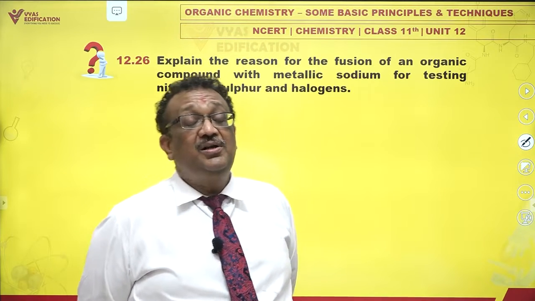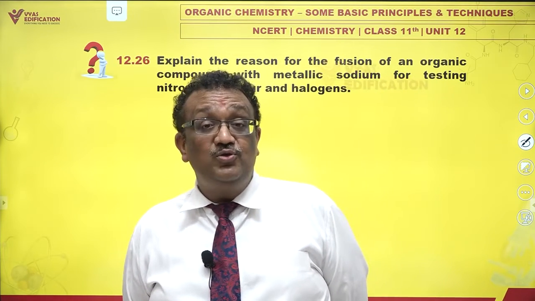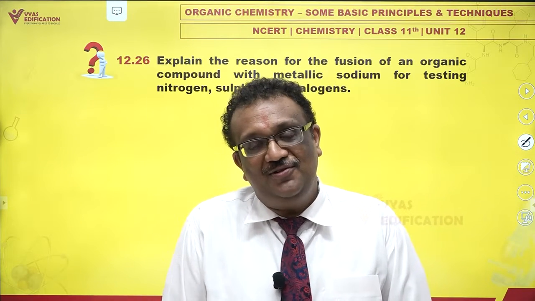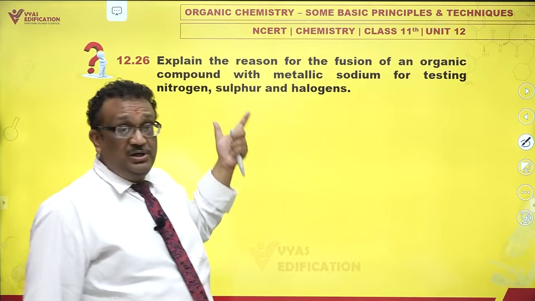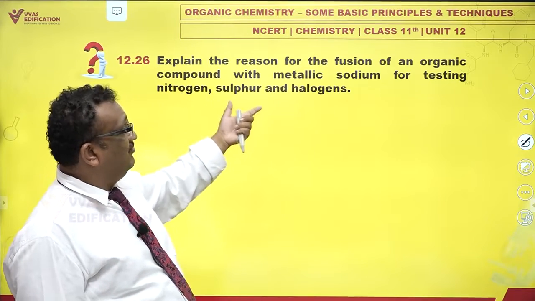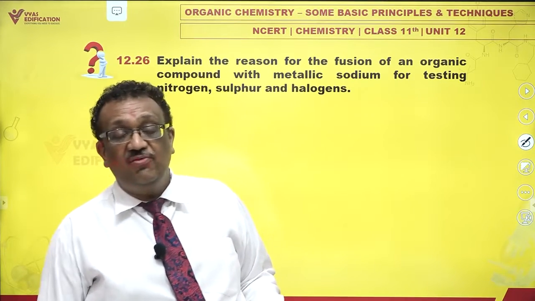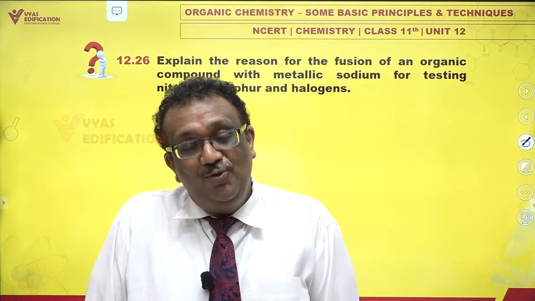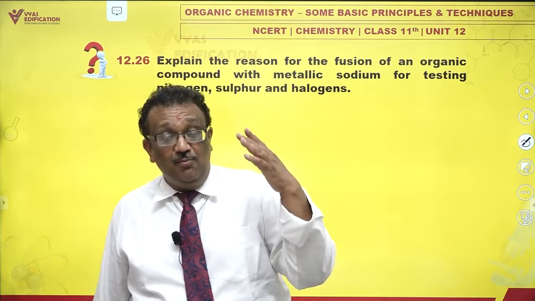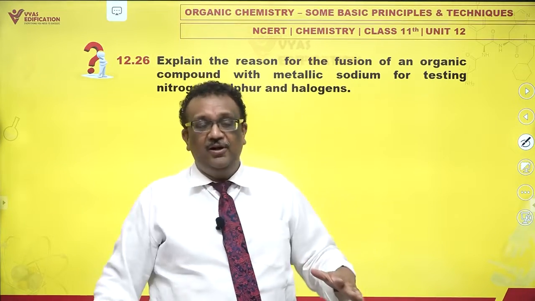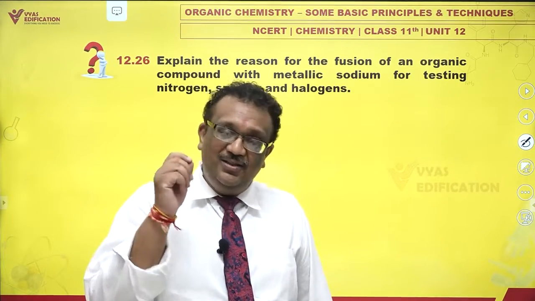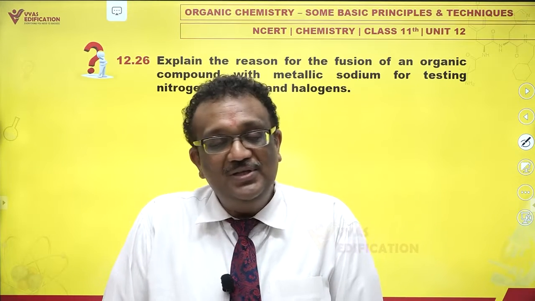Explain the reason for fusion of an organic compound with metallic sodium for testing nitrogen, sulfur and halogens. Metallic sodium is one of the most powerful reducing agents, and if you heat it, if you fuse it, it becomes very, very reactive. So this metallic sodium releases electrons, and these electrons can be taken up by nitrogen, sulfur or halogens because they are also electronegative atoms. In that process, they are reduced to the minimum state. Because sodium is sufficiently reactive, it can break down a given organic compound, it can totally reduce nitrogen, sulfur and halogens to their minimum states, and they can be extracted separately. That is why exactly molten sodium fusion is used.